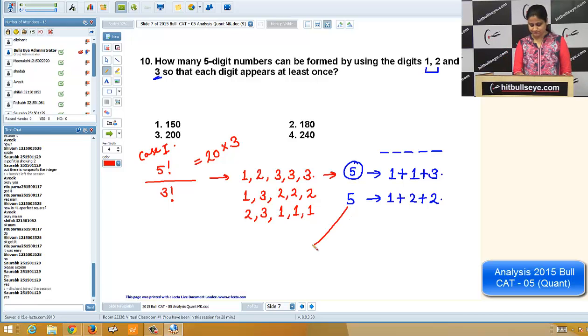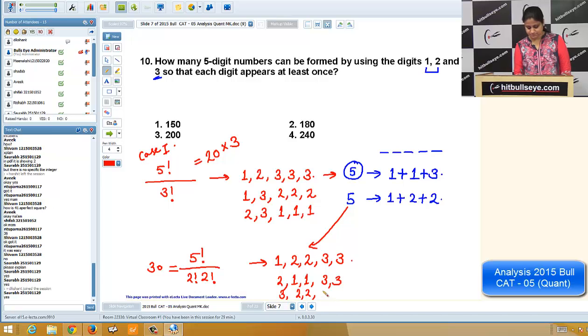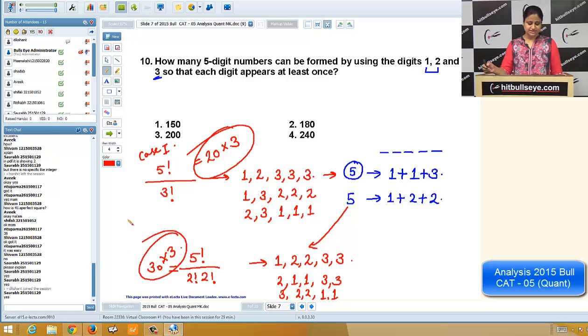Now coming to case 2. 1, 2, 2. I mean, 1 digit is coming once, 1 digit is coming twice, and the remaining digit is also coming twice. So it can be this way. And there can be numerous cases, so I'm multiplying this by 3. So what is the answer? This is 20 into 3 plus 30 into 3.